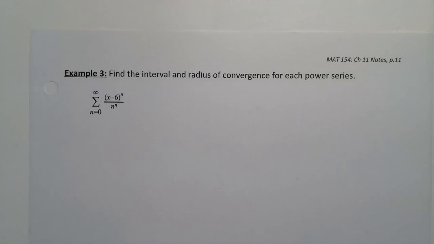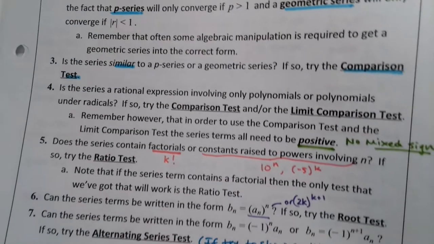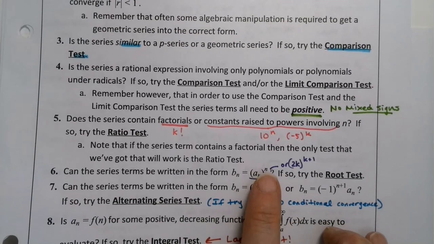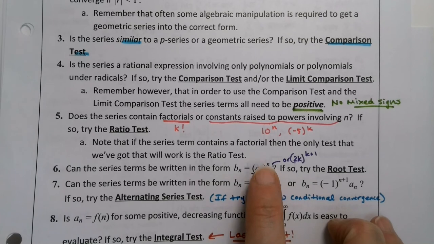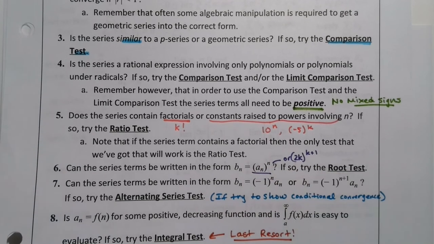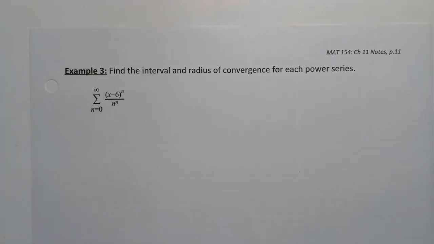Let me remind everybody really quick. If you remember back to our guidelines in chapter 10, if you have a tower function, some subscript of n to the n, or some subscript of k to the k, you want to use the root test. So actually, on this particular problem, I'm going to use the root test. We'll make a note, though, of why we're using it.